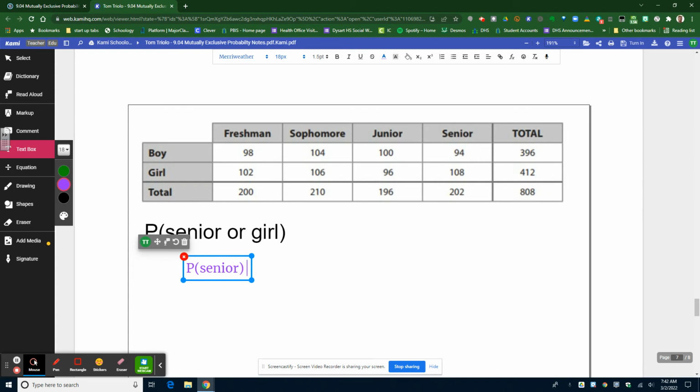Plus, I'm going to put a space here. Probability of all the girls. Oopsies. Minus probability of your senior girls.